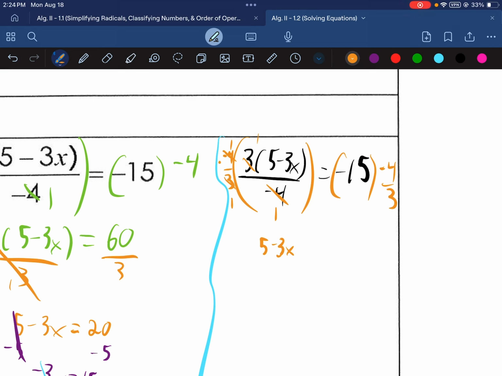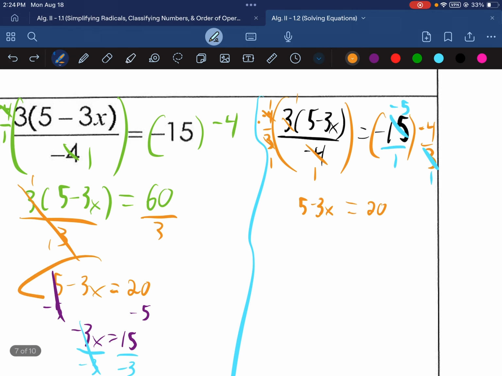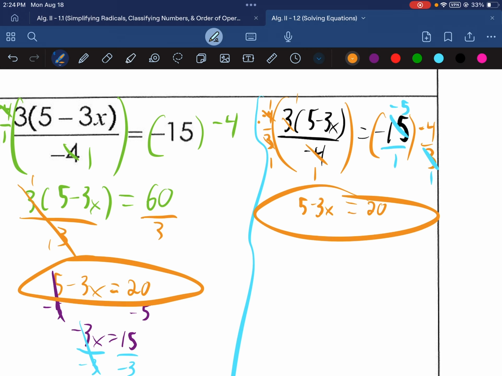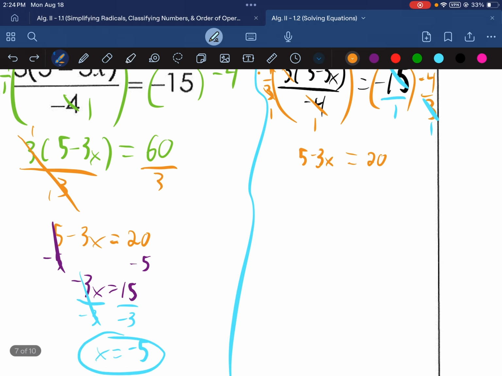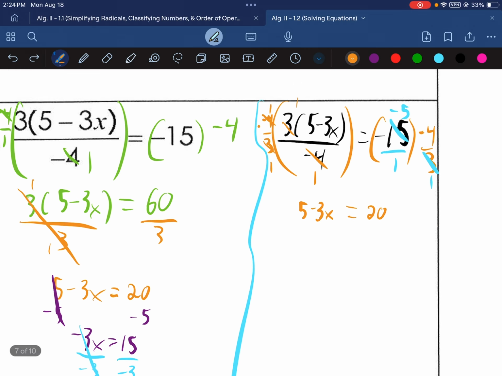And on the right side, we have negative 4 over 3 times negative 15 over 1, and we reduce negative 15 with 3. They reduce by 3 to become negative 5 and 1. And so now as we multiply negative 5 times negative 4 straight across, we end up getting positive 20 over 1, or just positive 20. And we notice that's identical to what we got here, and so the problem would continue on just the same.